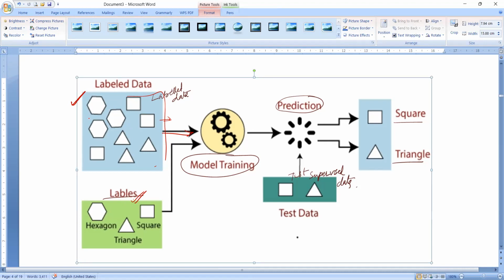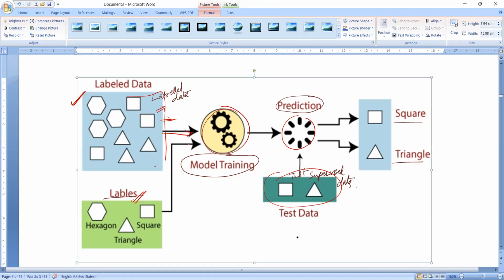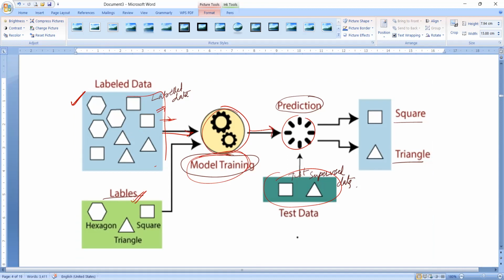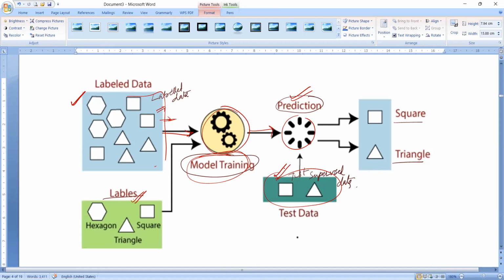This is the learning data. Here, some test data will be there. Based on the label data, these algorithms have already learned, and this is called model training. After that, prediction has to take place based on this test data.